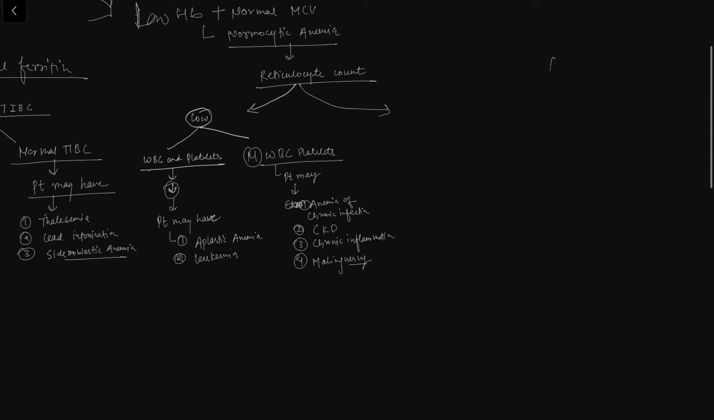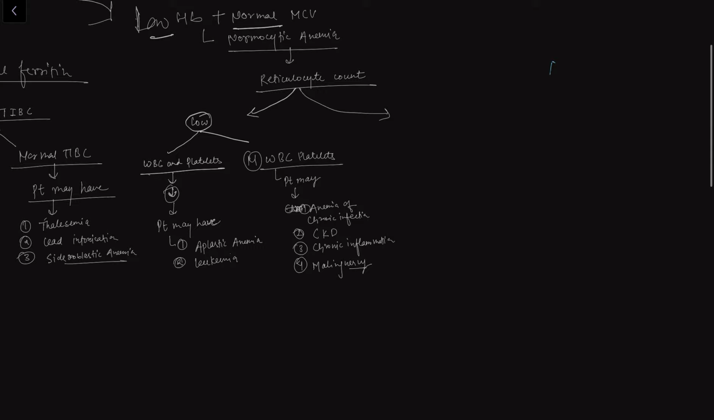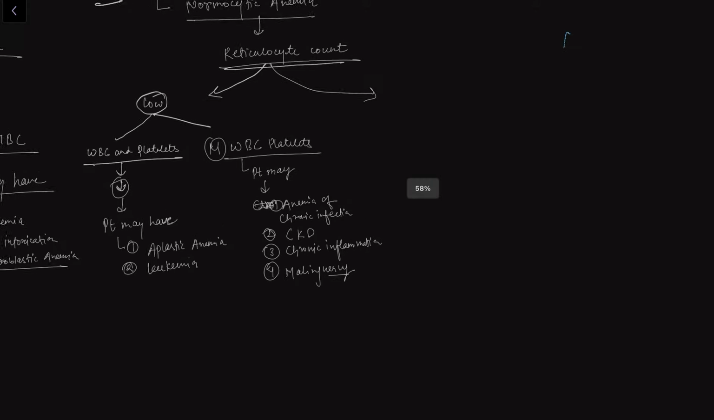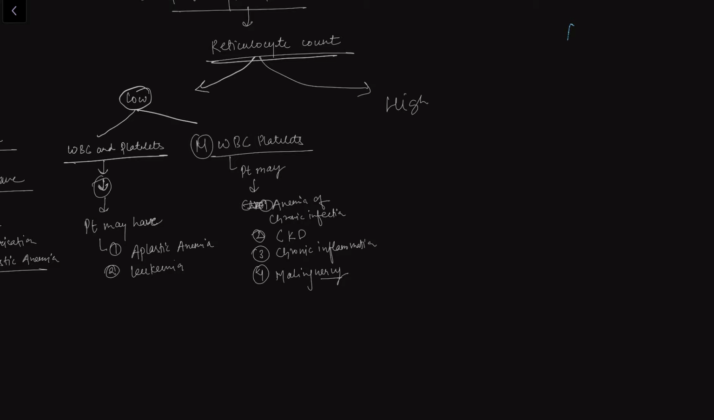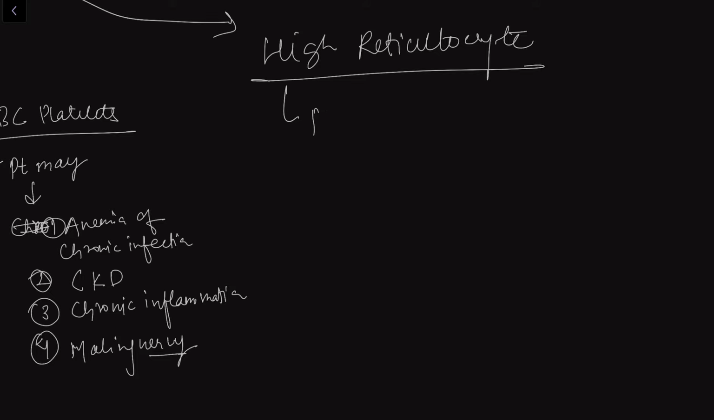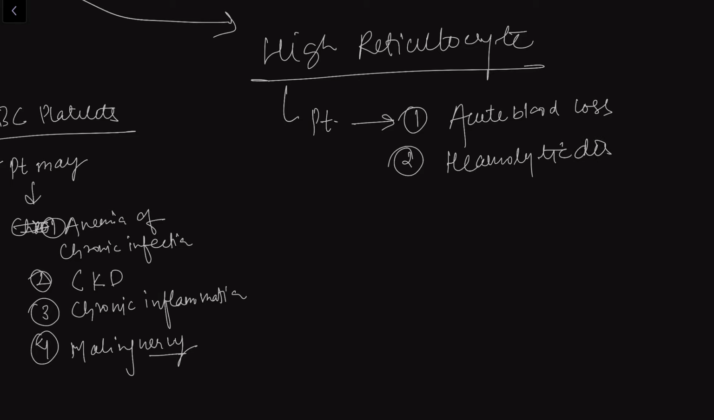If the patient has low hemoglobin, normal MCV, but high reticulocyte count, then the patient may have acute blood loss or any hemolytic disease or splenic sequestration.